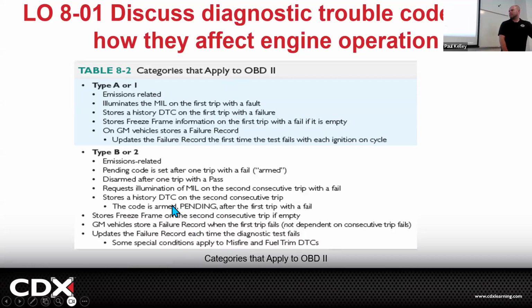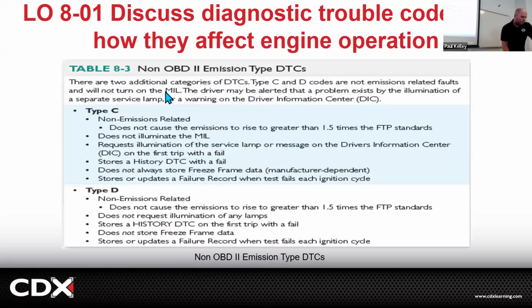Cool. So you'd see it as pending. It'll remain pending until a second time it fails, which will become current, or if it passes enough times, the pending will just be gone. It'll go to history, and then if it stays in history long enough, it'll be gone. Cool. But it takes usually 40 trips to be gone, sometimes 80, right? And then a C is non-emissions related. Look at this. Does not cause the emissions to rise greater than 1.5 times the FTP standards.